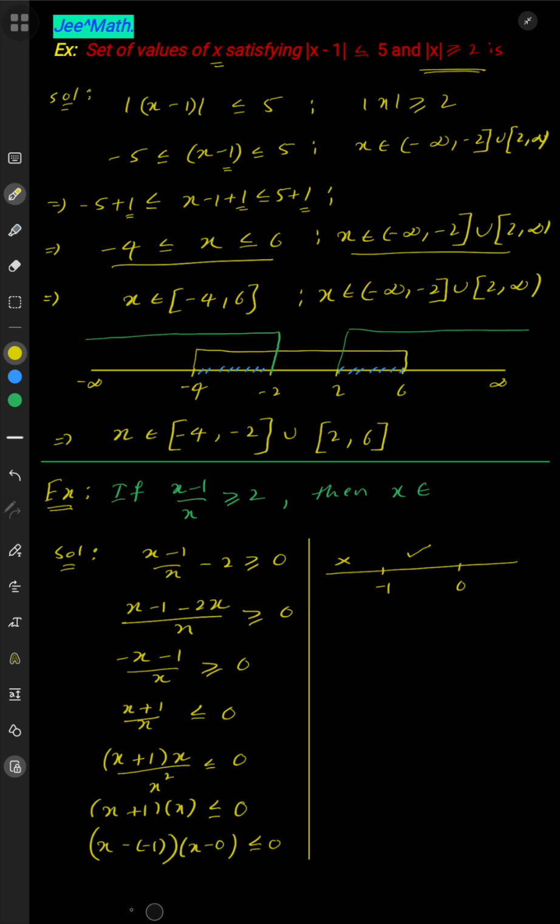Next you see here, taking any value after 0. Suppose 10. So 10 plus 1, 11, into 10 gives us what? 110, a positive number. That is not less than or equal to 0, right? So any value after 0 can't be taken.